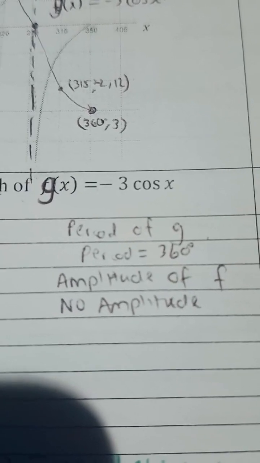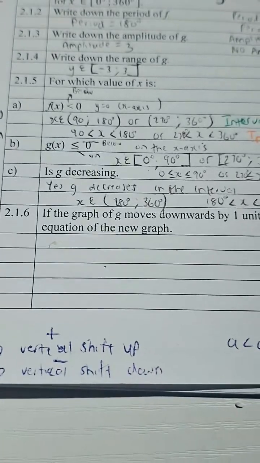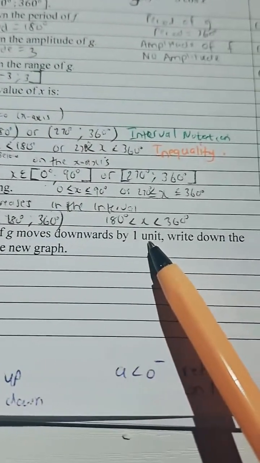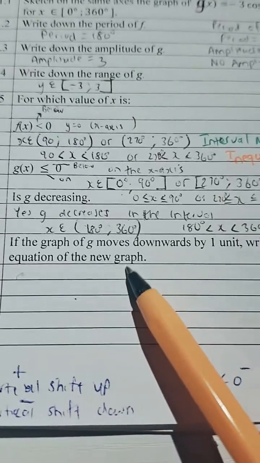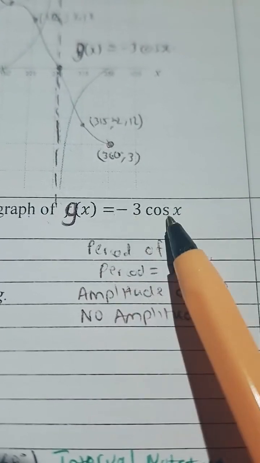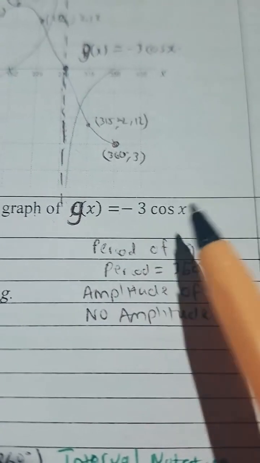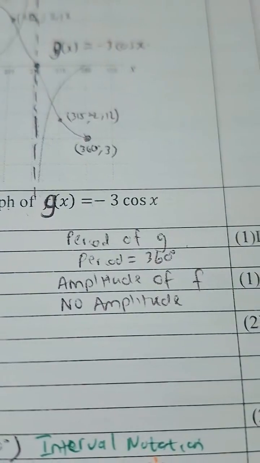PK, if the graph of G moves downwards by 1 unit, write down the equation of the new graph. Which grade are you in, PK? So this is G of X, it's negative 3 cos X. Or you're in grade 10, PK. Nice. Okay, you just joined a grade 10 live lesson then. Way to go.